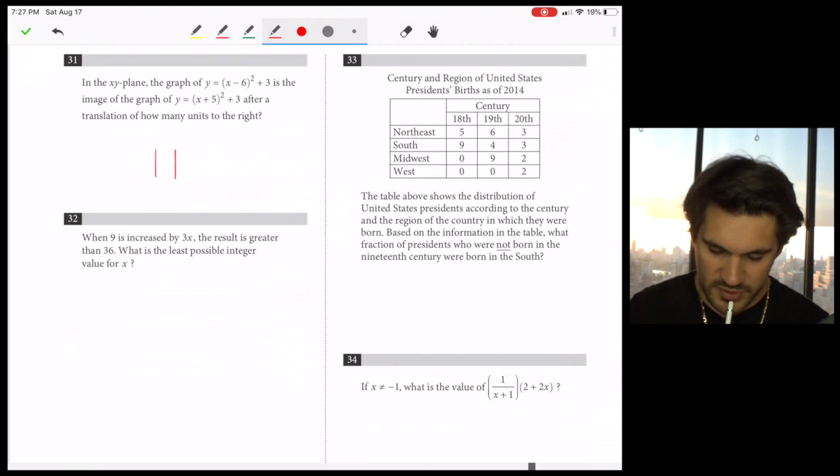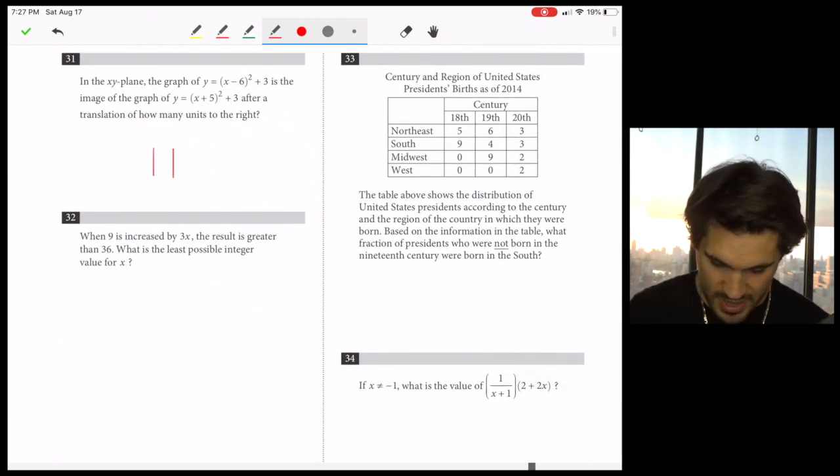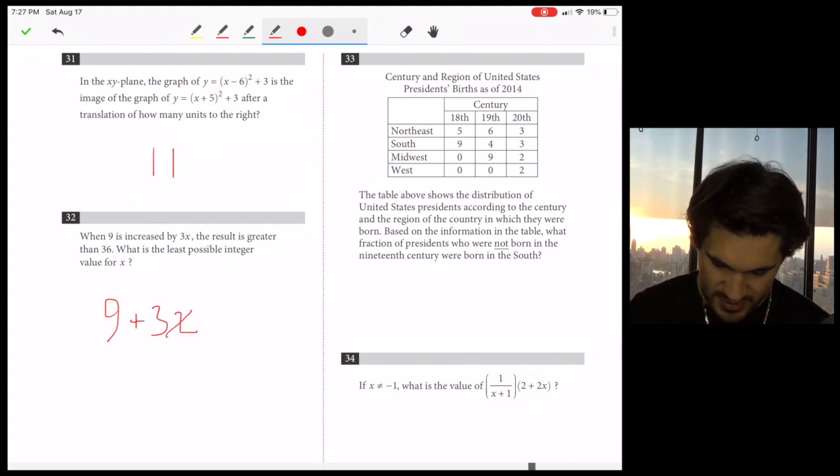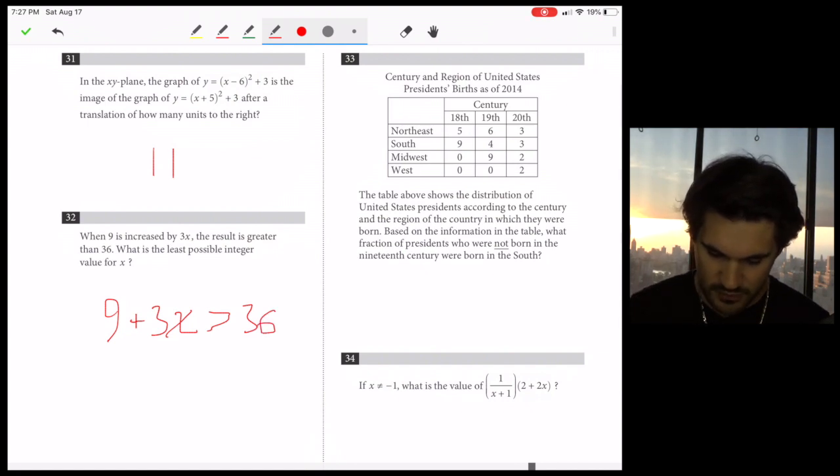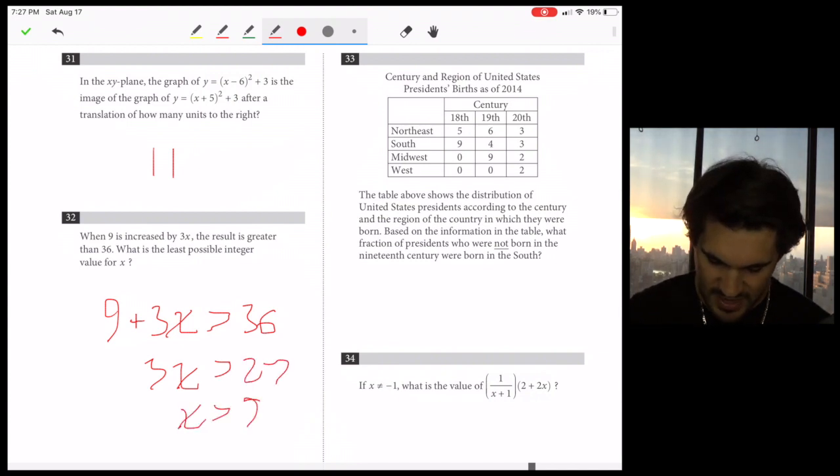32. When 9 is increased by 3x, so 9 plus 3x, the result is greater than 36. What's the least possible value for x? So let's solve this. 3x has to be greater than 27. X has to be greater than 9. The smallest integer that's bigger than 9 is 10, so 10 is our answer.